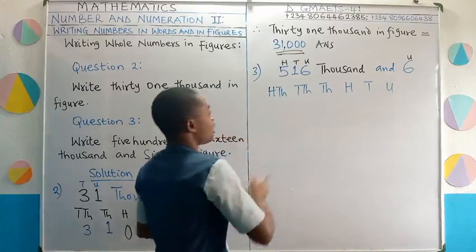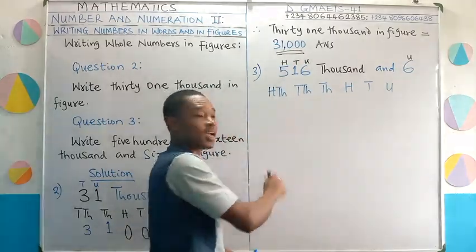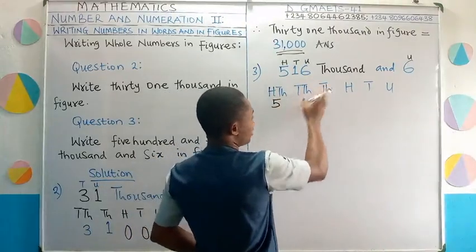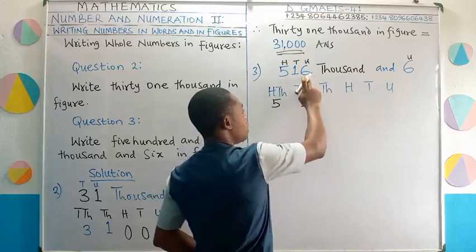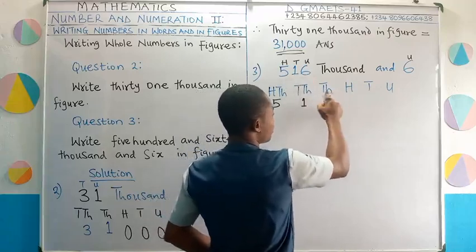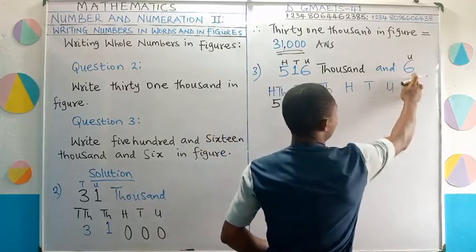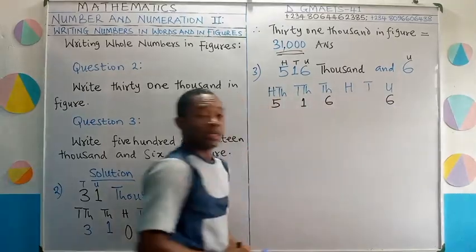Then you notice that under the hundreds of thousands place value, the digit there is 5. Then for tens of thousands, we have 1 there. The unit of thousands is 6 under thousands. And then the next one you heard is 6. This 6 is units, so it comes here.